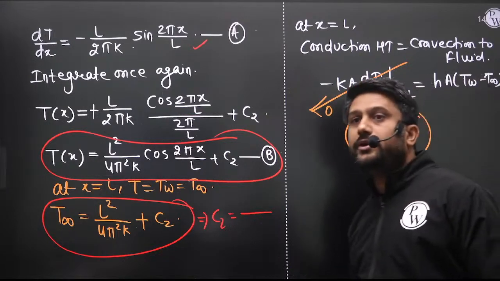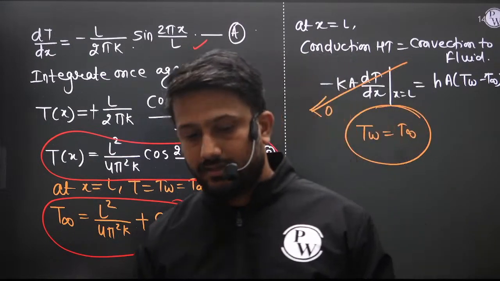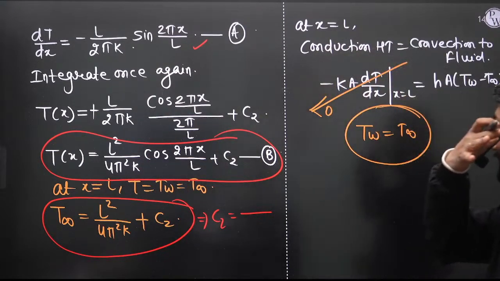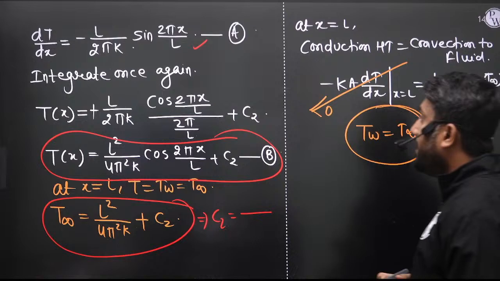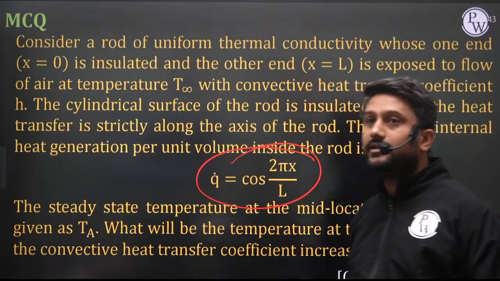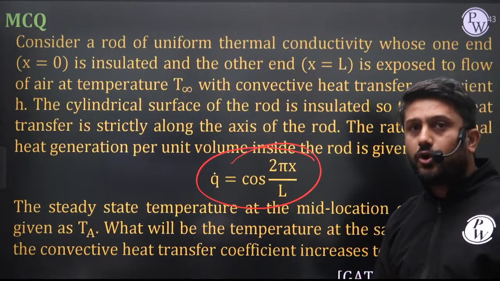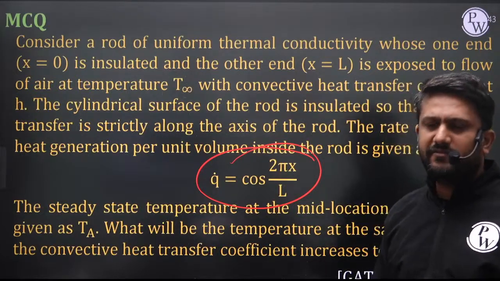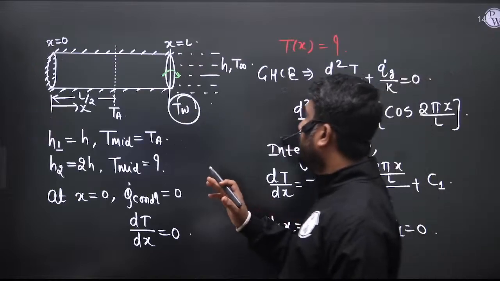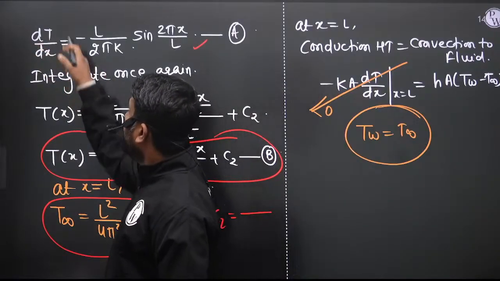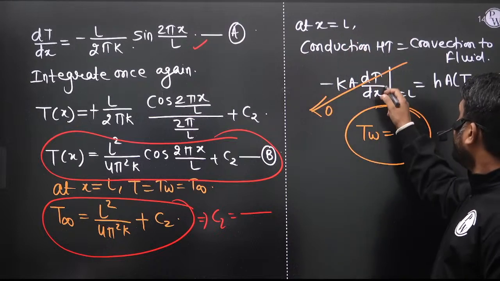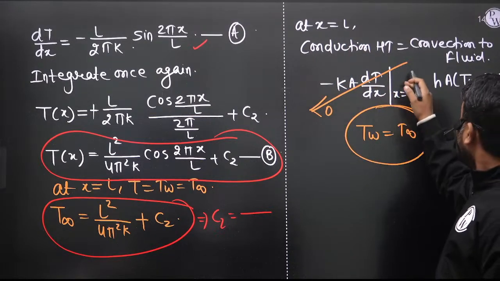Are you getting my point or not? क्या आपको ये बात समझ में आ रही है कि अगर मान लीजिए यहाँ पे जो हीट जनरेशन का जो फंक्शन है कुछ और होता, if there is any other function, so might be there in this dT by dx. If you calculate dT by dx at x is equal to L, the h term may be there.